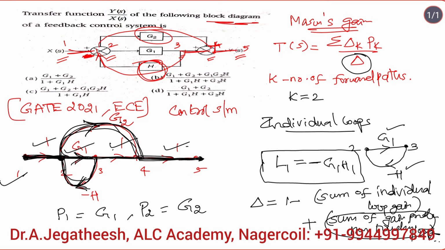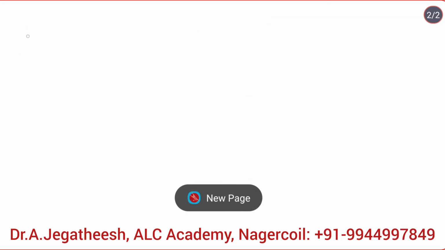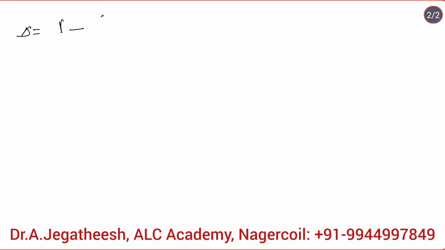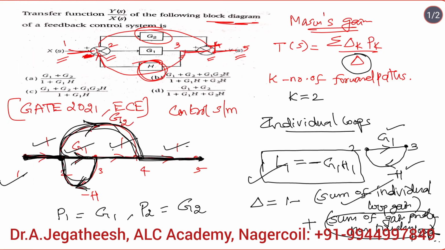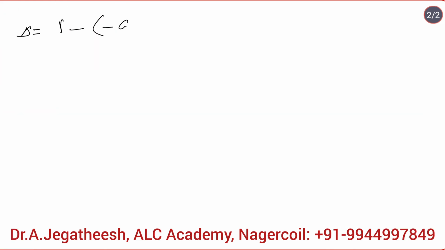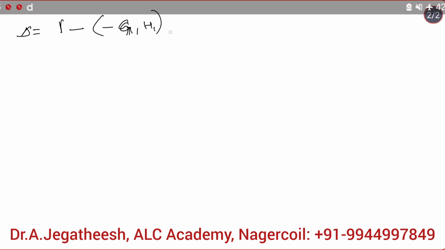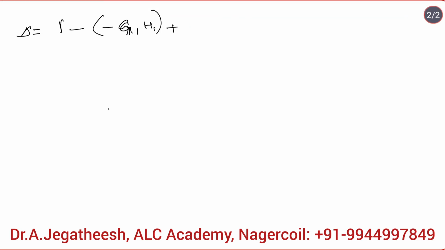Now you can substitute the sum of individual loop gains, but you have only one individual loop. So the next step will be delta equal to 1 minus sum of individual loop gains, that is minus G1H. You don't have any non-touching loops, so you will get 0. Delta equals 1 plus G1H.